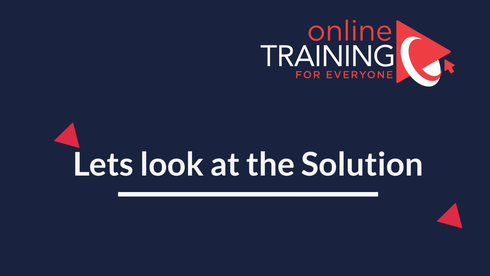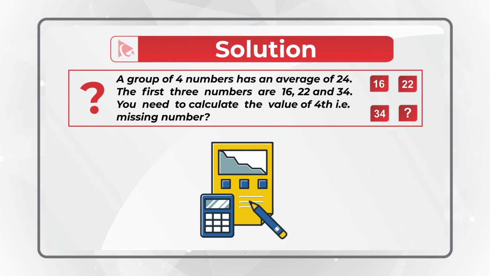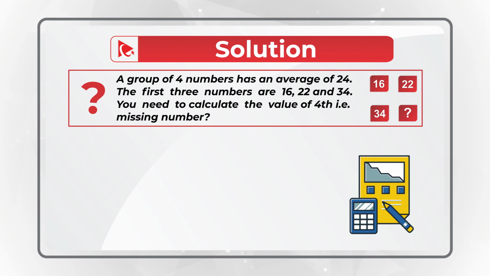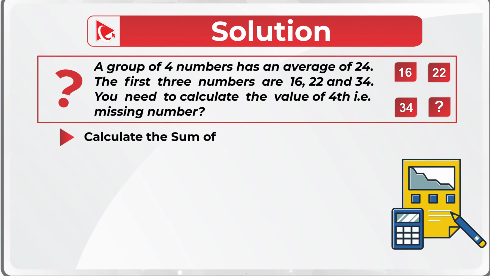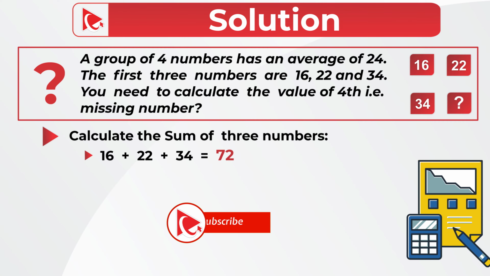Obviously, to solve it, you can plug in one of the 4 solutions instead of the missing number, and calculate the average to see which one is correct. But we're going to take a different route. In the first step, we're going to calculate the sum of the 3 existing numbers. 16 plus 22 plus 34 equals 72.